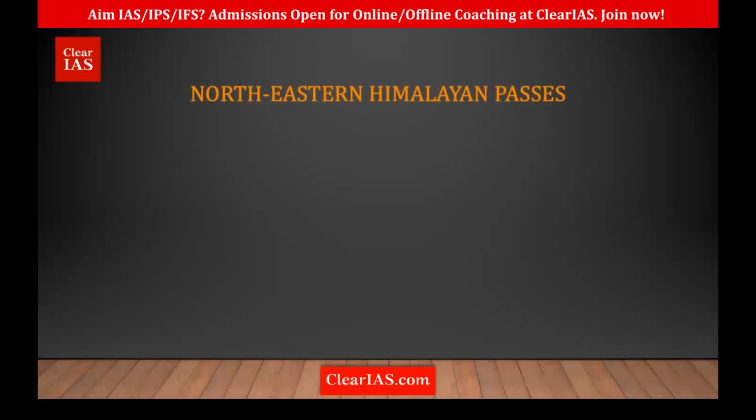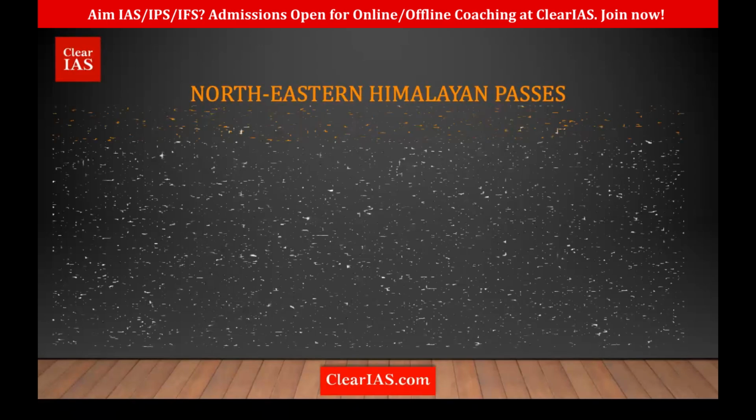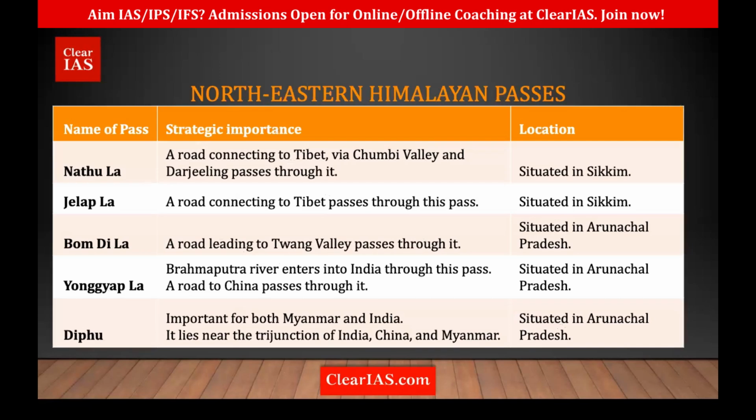Next, we have the northeastern Himalayan passes. Talking about the northeastern Himalayas, there are Nathula, Jelepla, Bomdila, Yonggyap La, and Diphu, which are important passes. Nathula and Jelepla are in Sikkim, connected to the Tibetan region. It is also at the tri-junction of India, China, and Bhutan. Both these connect to the Tibetan region, and there is the Doklam Valley there, Chumbi Valley.